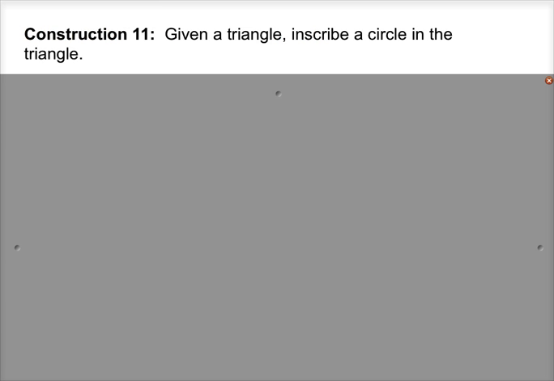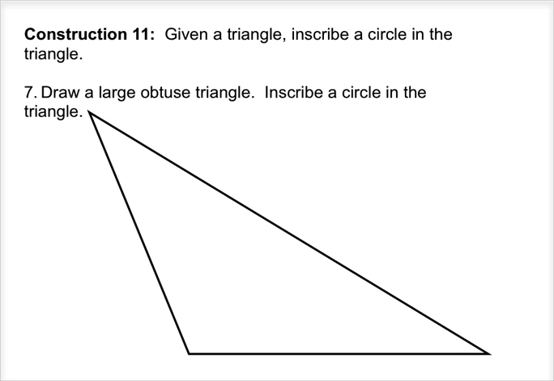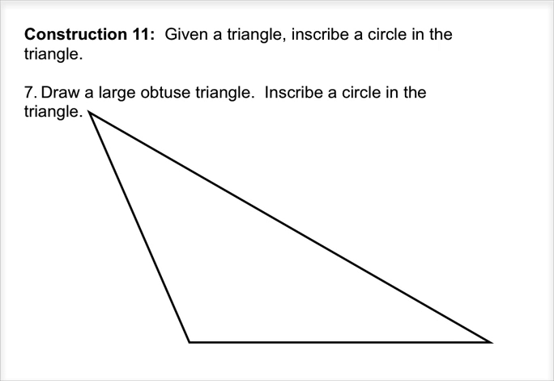Construction 11. Given a triangle, inscribe a circle in the triangle. Draw a large obtuse triangle, inscribe a circle in the triangle. We've actually done this once before. If you want to inscribe a circle inside of a triangle, you need to construct angle bisectors.